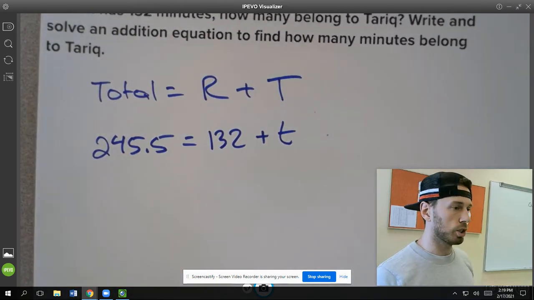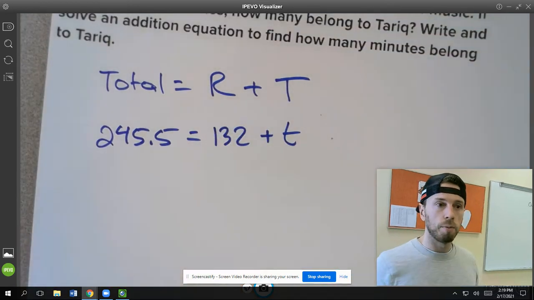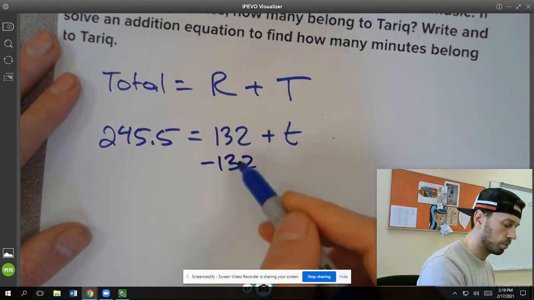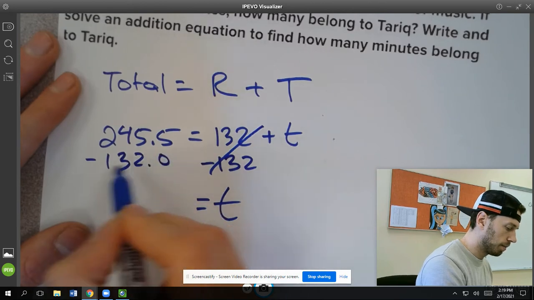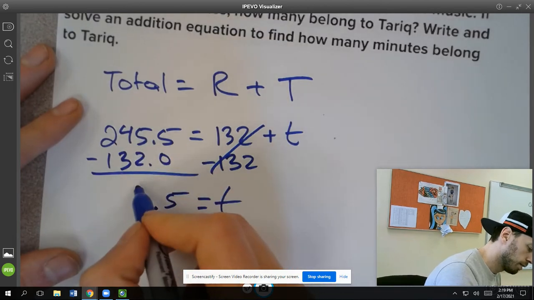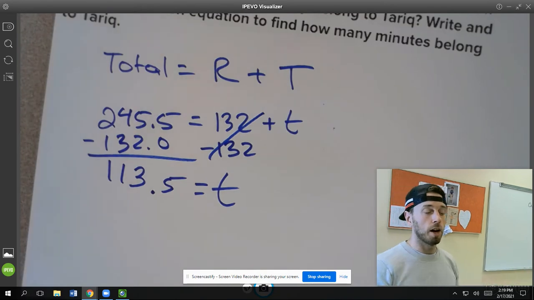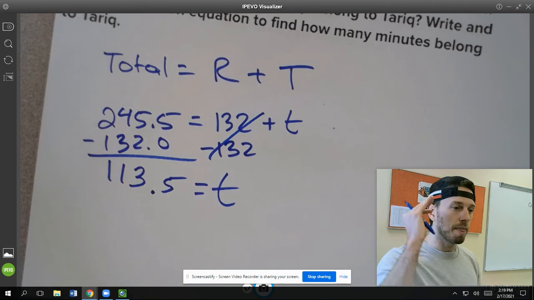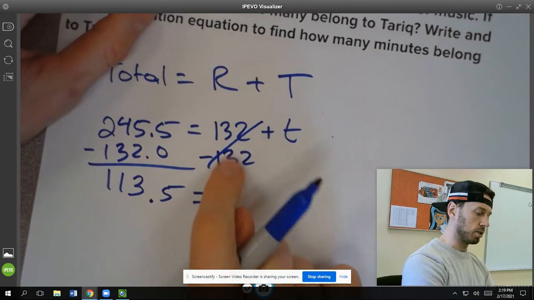And if we follow the rules that I've just shown you, get the t alone by getting rid of this 132, if we can cancel this out, then we can find our answer. How do you cancel out a 132? Well, you subtract it away. 132 minus 132 is 0. Which means if we subtract 132 from this side, we should get our answer. Subtract here. Looks like Tariq downloaded 113.5 minutes of music, just like that. Isolating the variable. Get the letter alone by getting rid of the stuff around it. And in this case, you have to subtract to get rid of it.